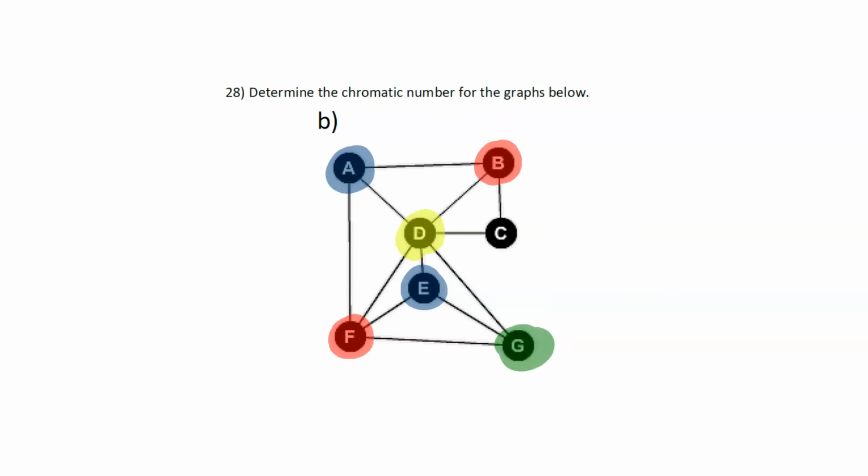Now we're left just with C. We have a choice with C as to what color we color it in. It could either be blue or green. So the chromatic number for this graph is 4.